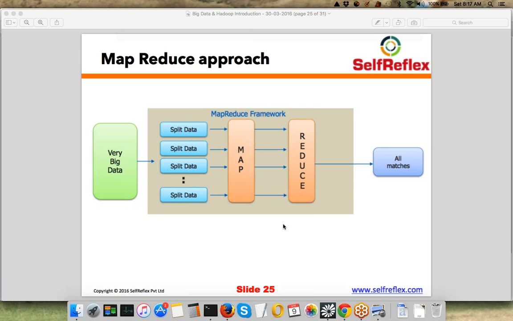Okay, Ritesh is saying, how does the framework split the data? Okay, Ritesh, I think you did not attend the last session.